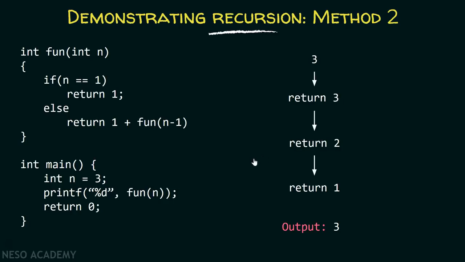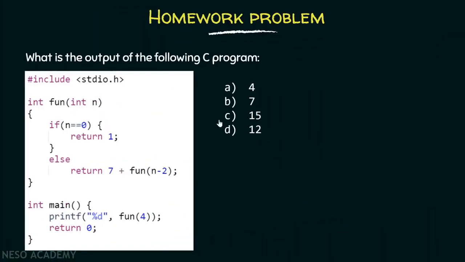Now let's get to our homework problem. What is the output of the following C program? Here is the C program available. I have made some changes to the code which I had previously written and gave to you as a homework problem. Now you need to determine what is the output of this particular program. Is it A, 4? Is it B, 7? Is it C, 15? Or is it D, 12?